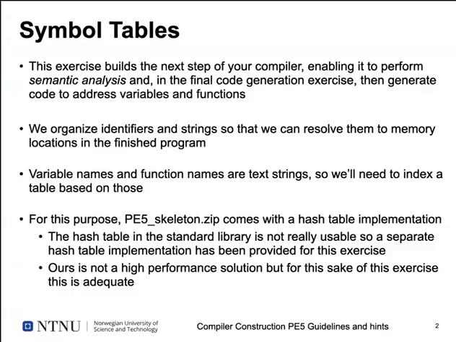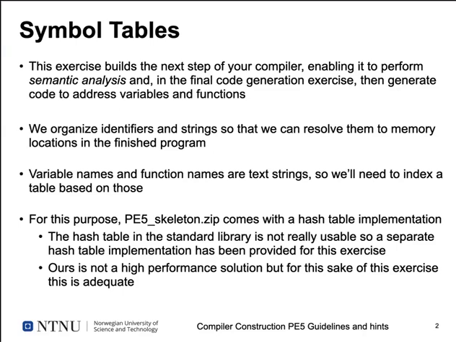So we're building the next step of our compiler. We will enable it to perform semantic analysis. And then finally, the next exercise, PE6, will use lots of the stuff we're building here, especially the addresses of variables. So are they located in some global storage, or are they located locally on a stack frame, or are they maybe strings in a string table? We will also use this information afterwards to generate code so we can address variables and also functions.